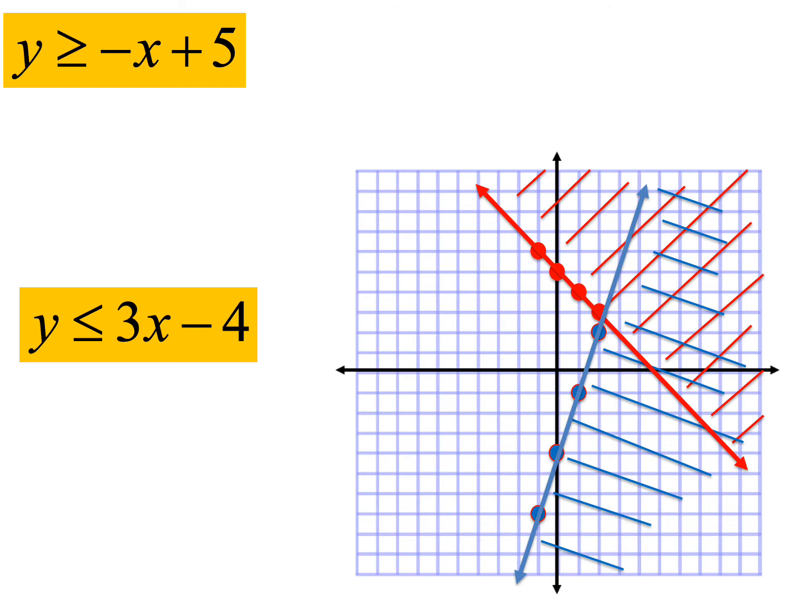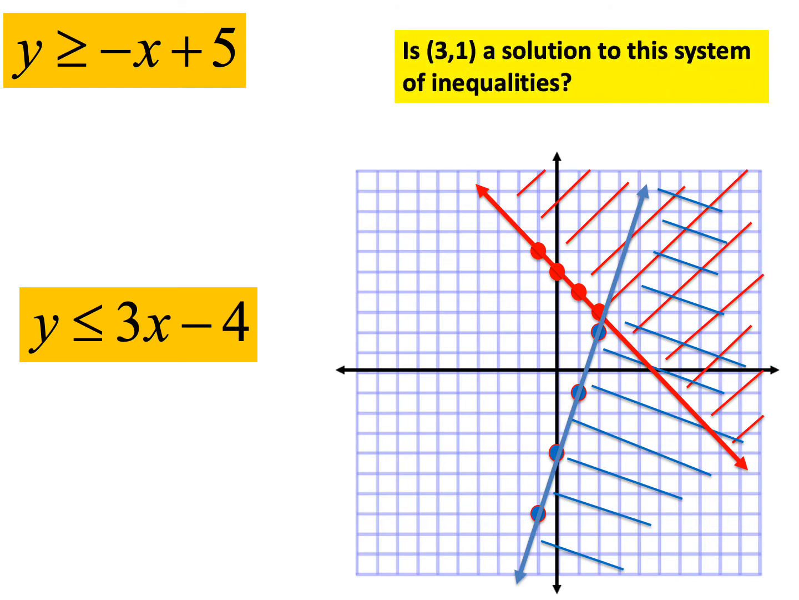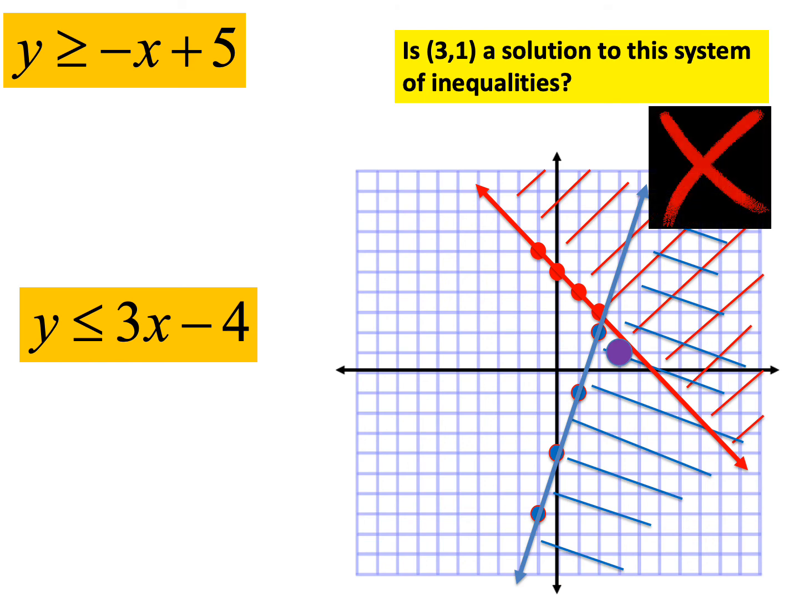Once again, they could ask you a question. Is 3, 1 a solution to the system? So where is 3, 1? 3, 1 is right there. Is that in the double shaded region? The answer is no, it's not. It's in the blue shaded region, but it's not in the blue red shaded region. So therefore 3, 1 is not a solution. Now you could substitute 3, 1 into each one of those inequalities. You'll find it makes it true for the bottom one, but it makes it false for the top one. Okay? And remember, for it to be a solution, it's got to work with both.